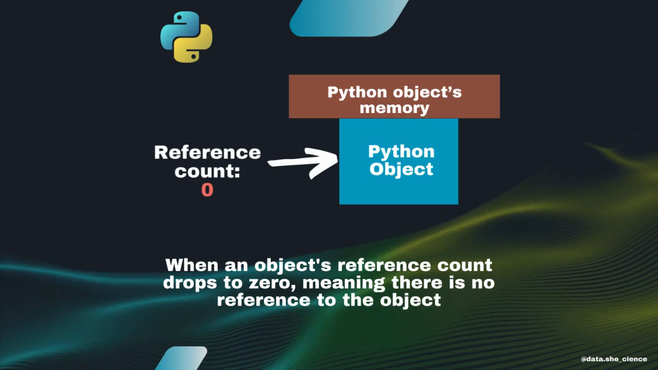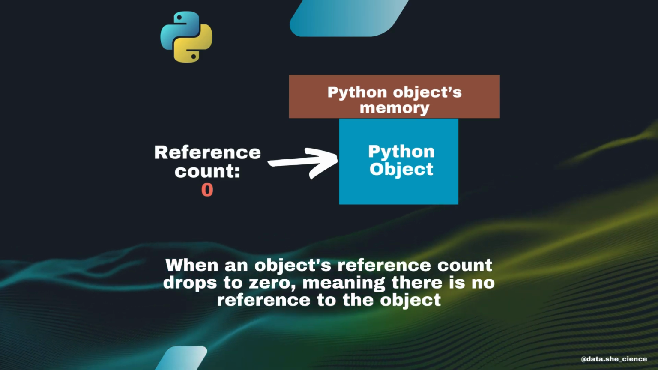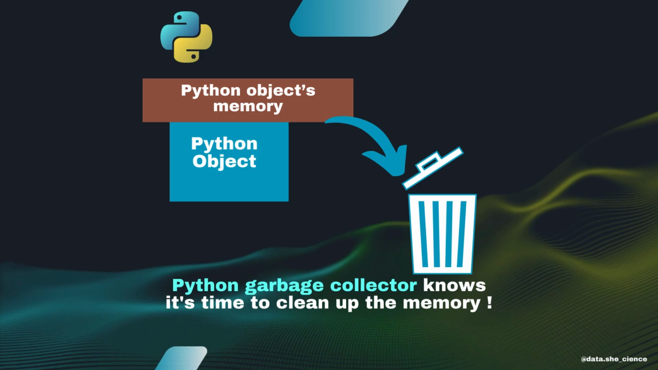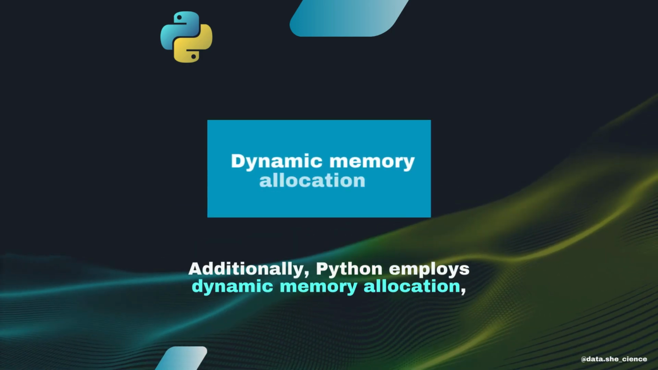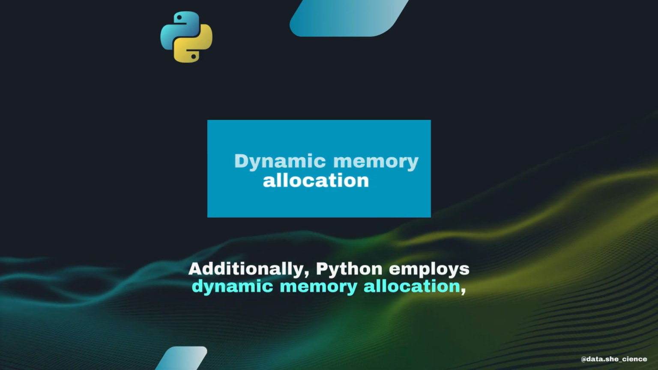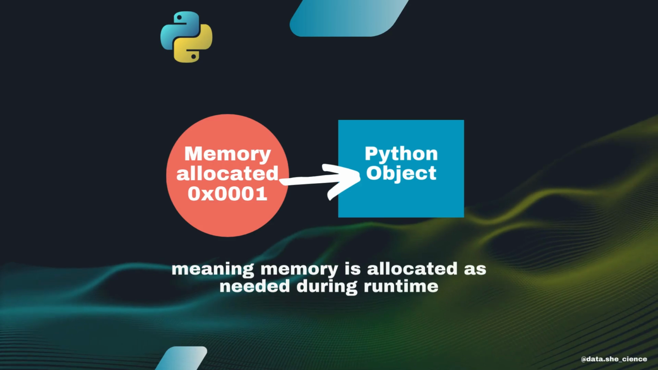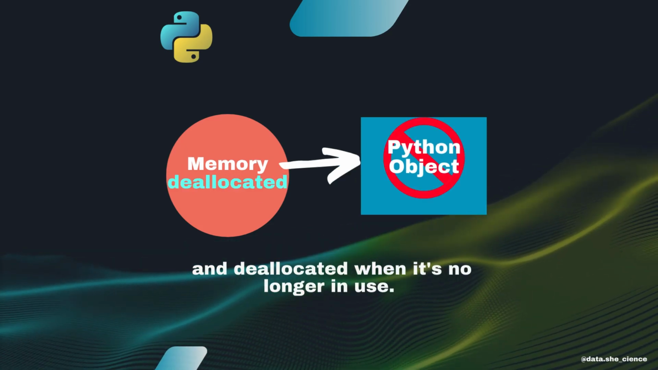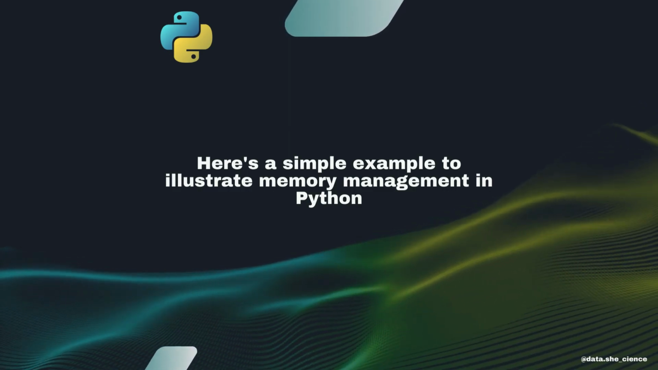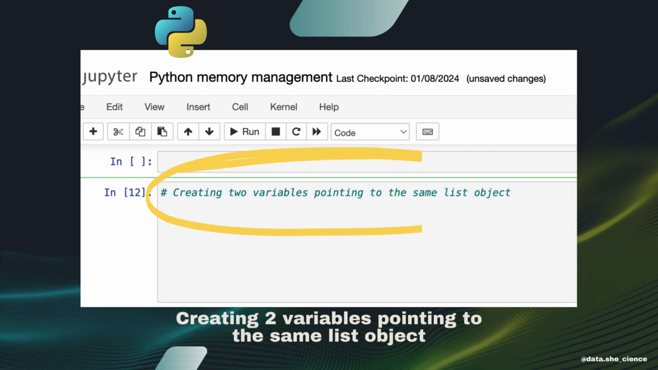When an object's reference count drops to 0, meaning there is no reference to the object, Python's garbage collector knows it's time to clean up the memory. Additionally, Python employs dynamic memory allocation, meaning memory is allocated as needed during runtime and deallocated when it's no longer in use. Here's a simple example to illustrate memory management in Python.